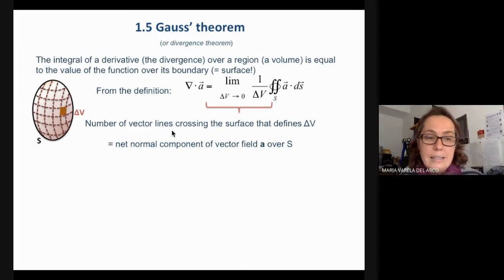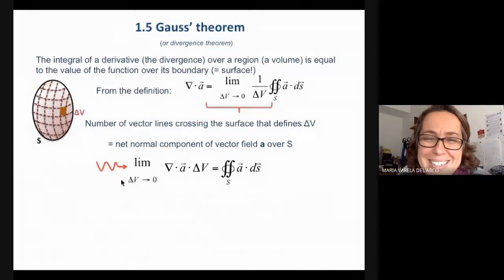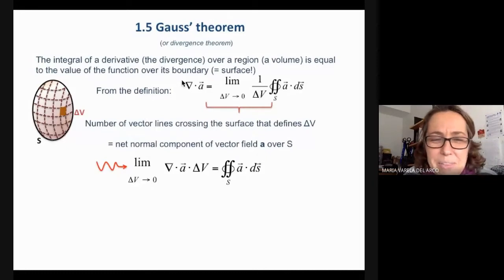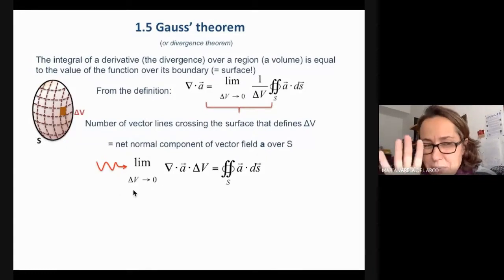In other words, it's a measure of the net normal component of a vector field over the whole surface. So if I do a trick, which the guys in the double degree will not like, but we are physicists, most of us, at least I am, and actually just kind of get this little delta volume all the way into the first term of the equation, right there, it's a trick, okay?